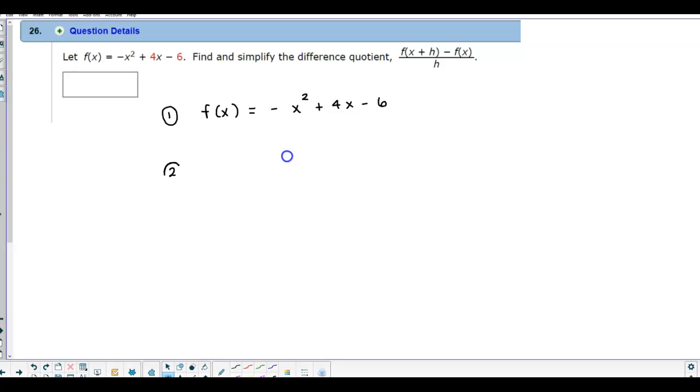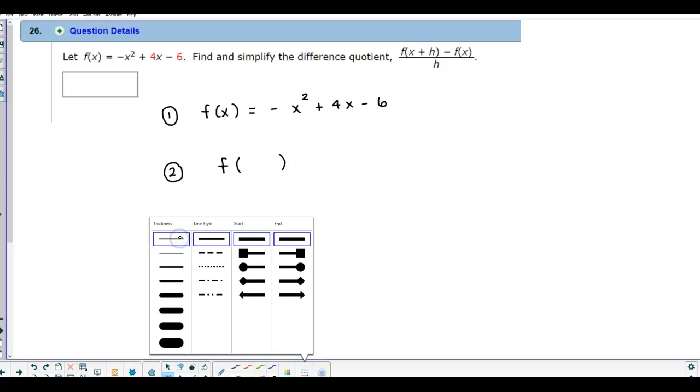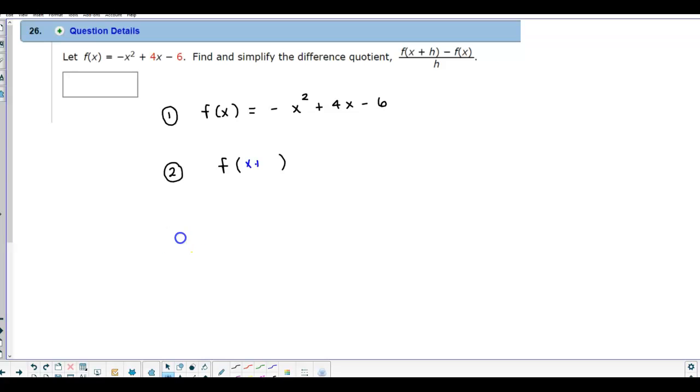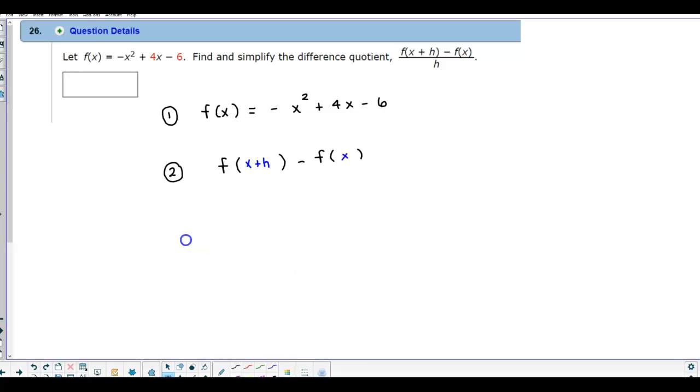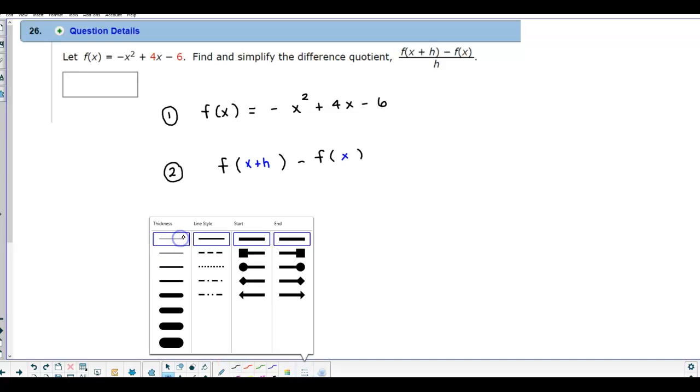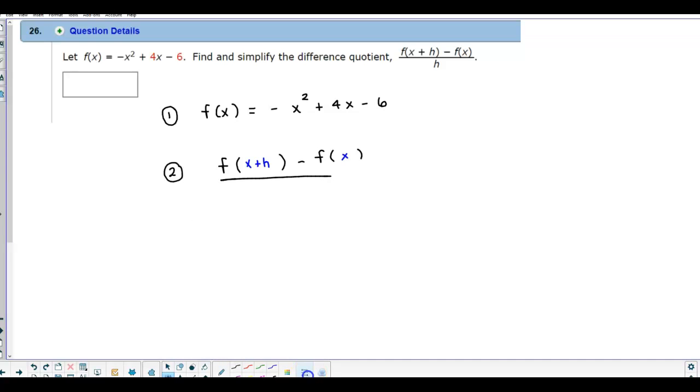And then we're going to use the difference quotient. The difference quotient means that we have an input of x plus h here, and then we're subtracting f of x, and we're dividing that by h.